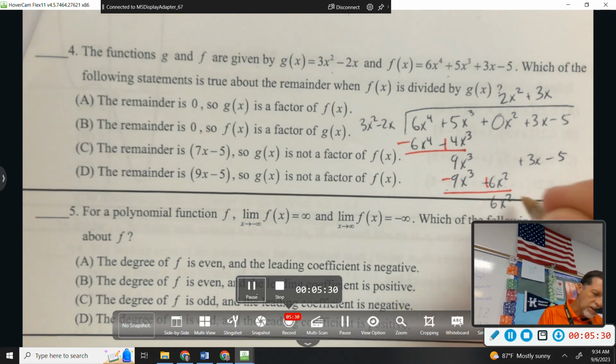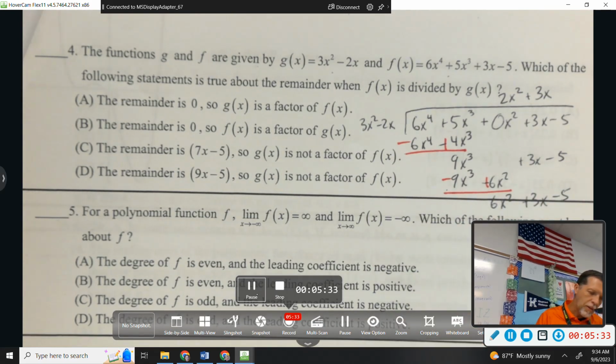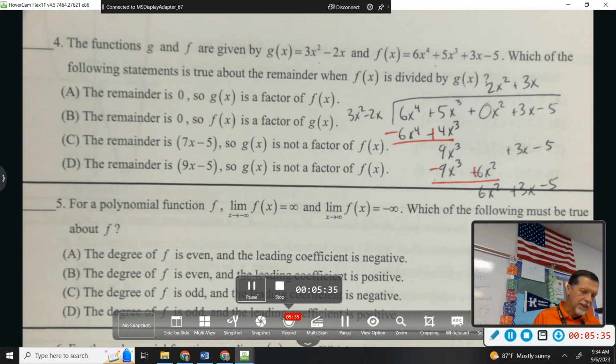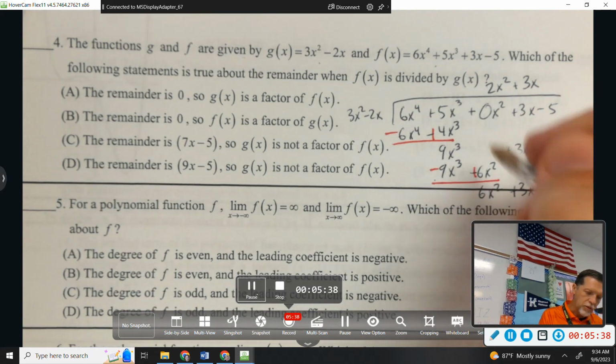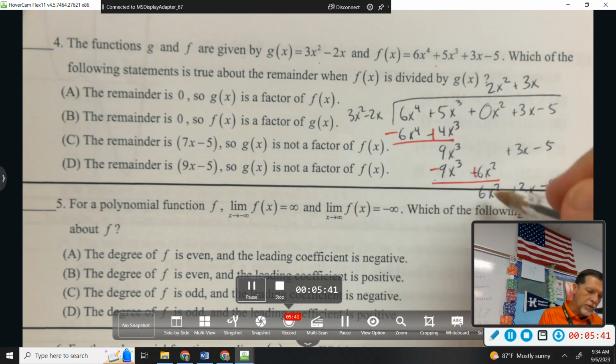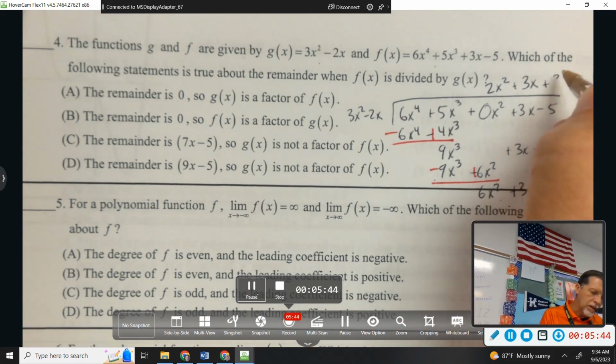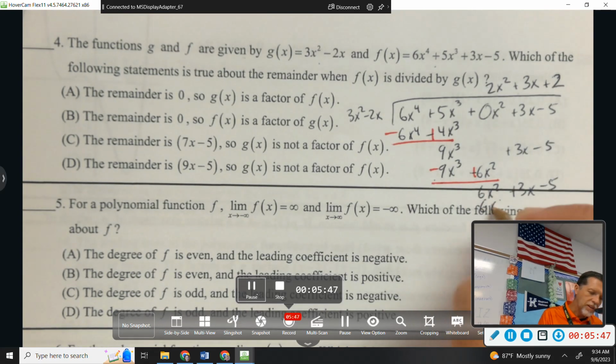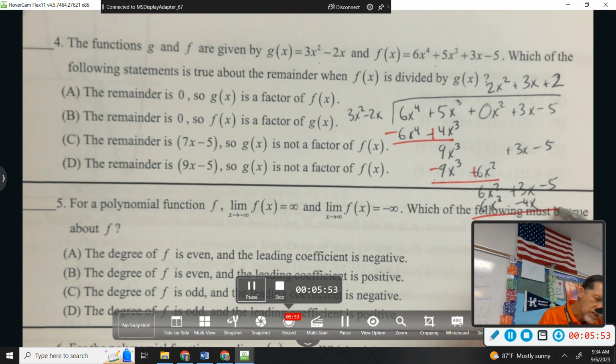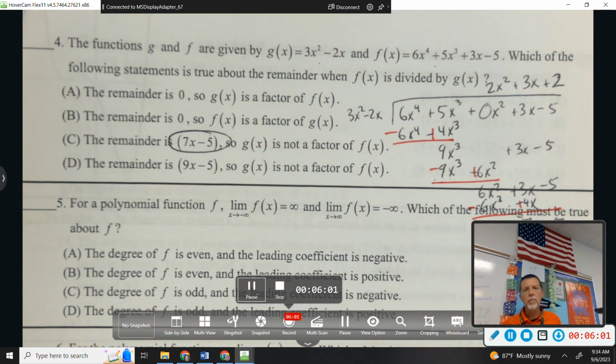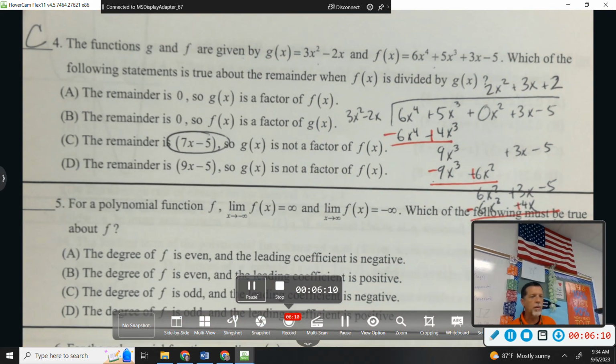So 6x squared plus 3x minus 5. It's not looking like the remainder is going to be 0 here. It's just too many terms left. Something times 3x squared to get to 6x squared would be 3. No, it would be 2. 2 times 3 is 6. 6x squared minus 4x. Draw the line, change the signs. So 7x minus 5 is my remainder, which means g of x is not a factor of f of x. Right? If you get remainder 0, that would mean it's a factor.